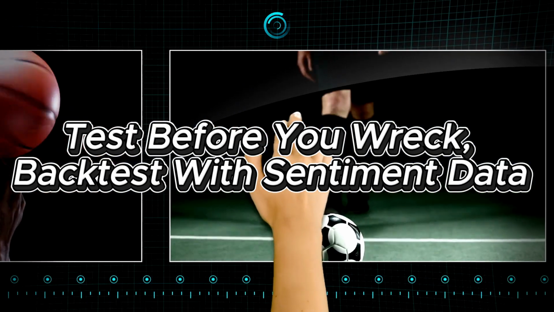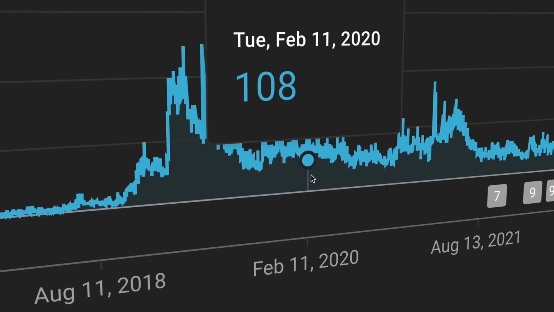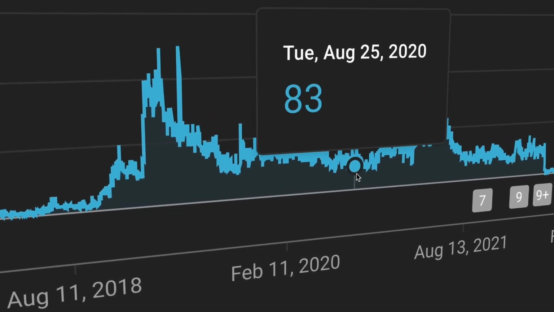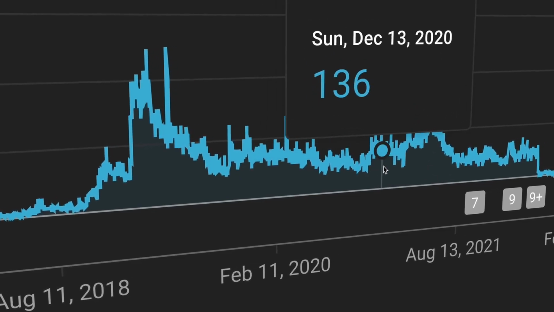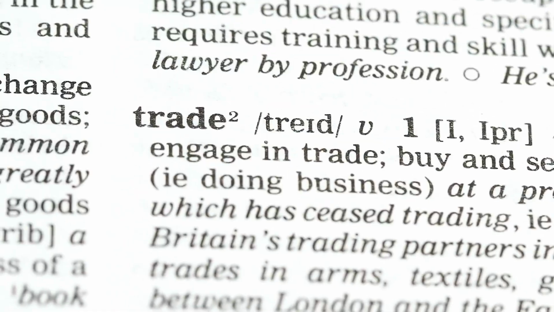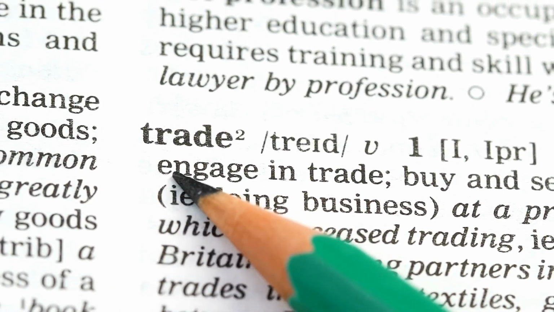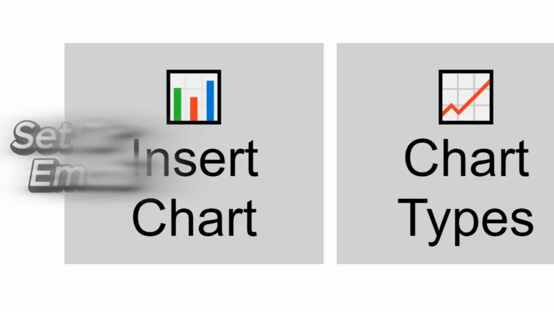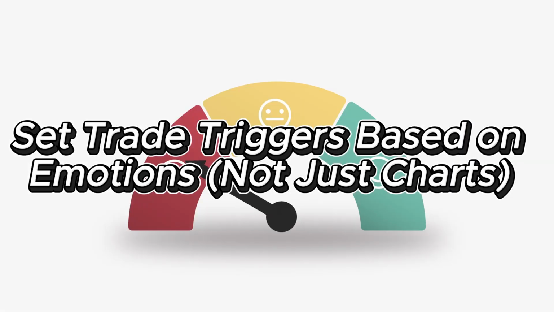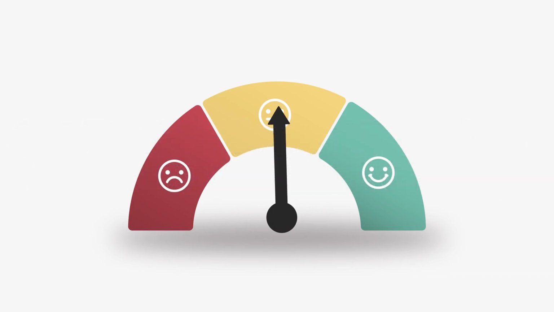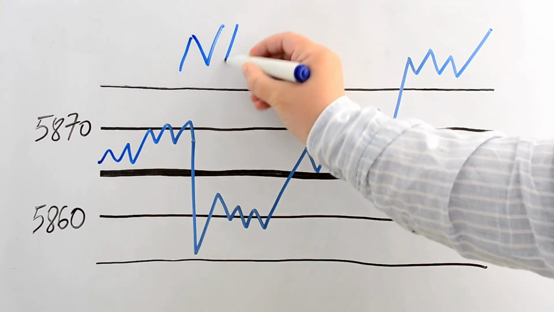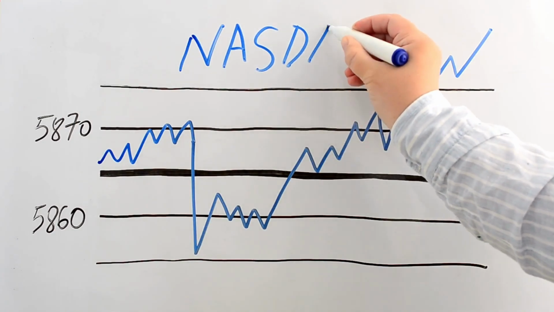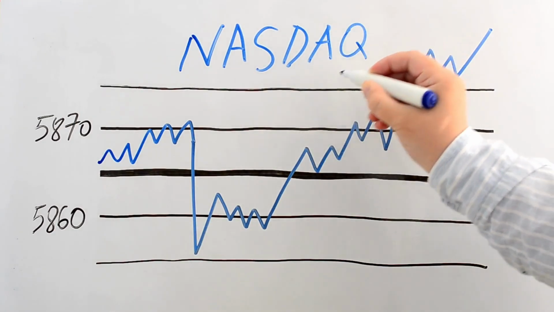Speaking of backtesting, run tests using past tweets and price data, score historical Reddit threads for market reactions, and simulate how your bot would have traded in previous years. Adjust your trade rules based on test results and save winning strategies for live deployment. Setting trade triggers based on emotions: define sentiment score thresholds to trigger trades. Avoid trading during neutral or mixed emotions, and fine-tune your thresholds weekly based on market volatility.